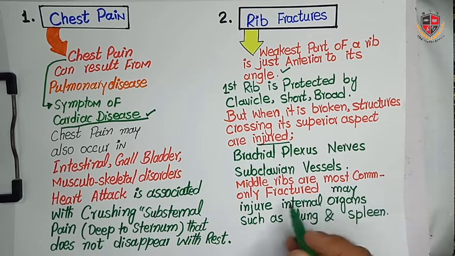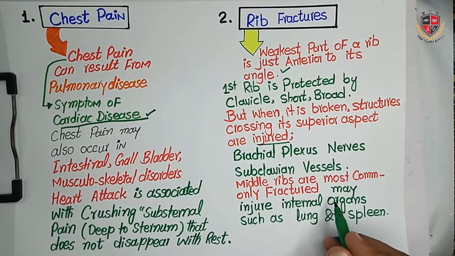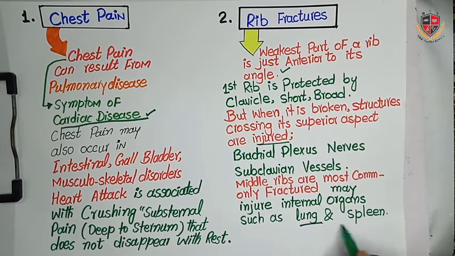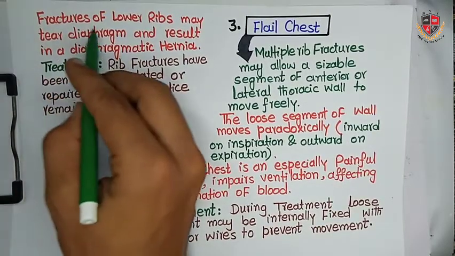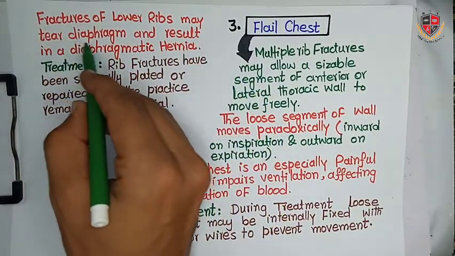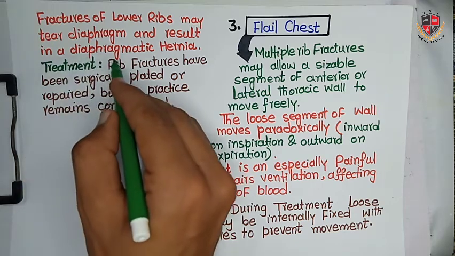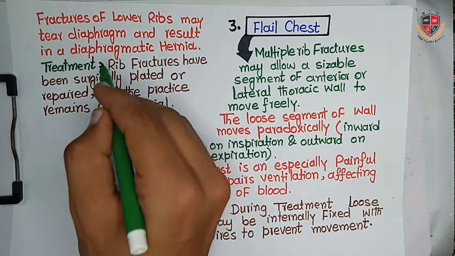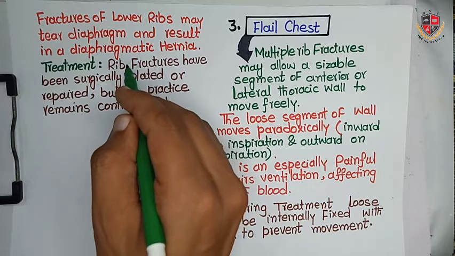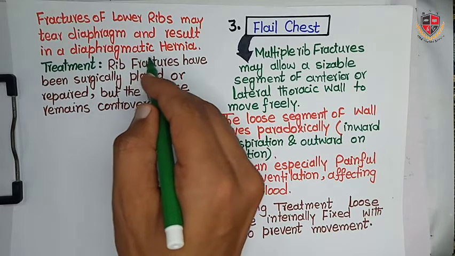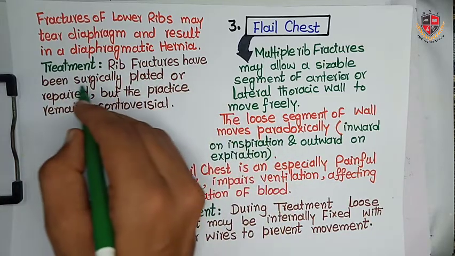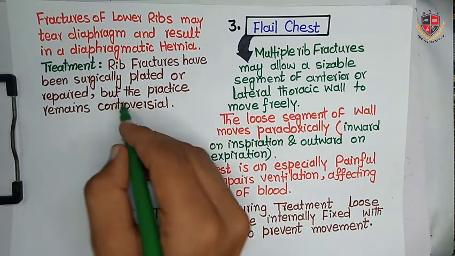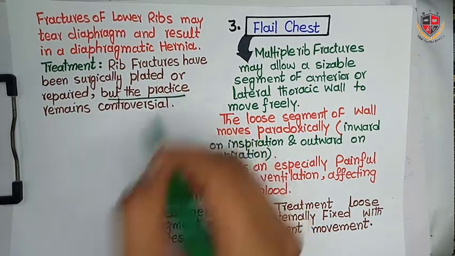Middle ribs are most commonly fractured. The fracture may injure internal organs such as the lung and spleen. Fractures of lower ribs may tear the diaphragm and result in a diaphragmatic hernia. Diaphragmatic hernia is the bulging of organs of the thoracic cavity into the abdomen. The treatment includes rib fractures being surgically plated or repaired, but the practice remains controversial.